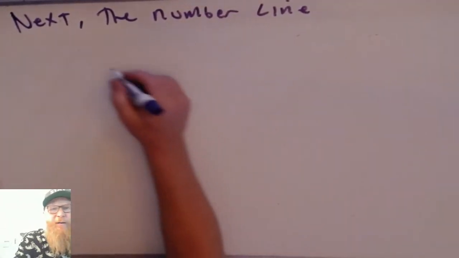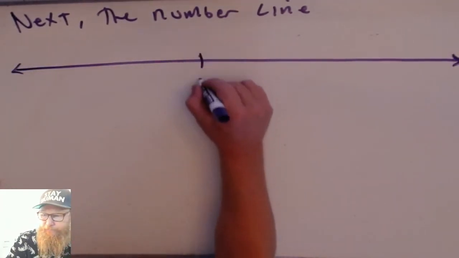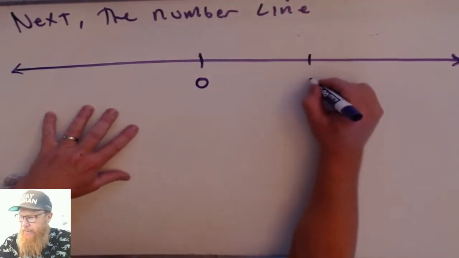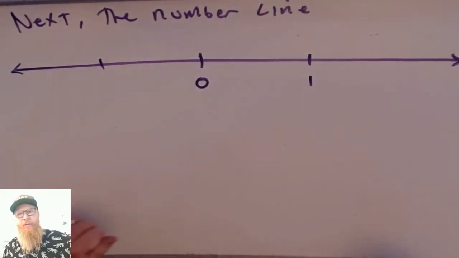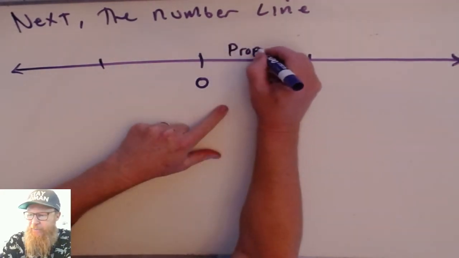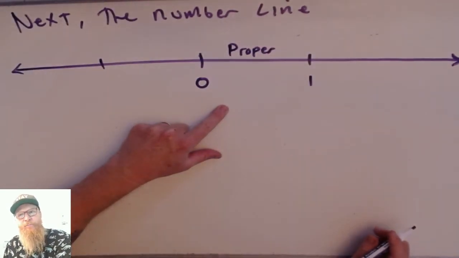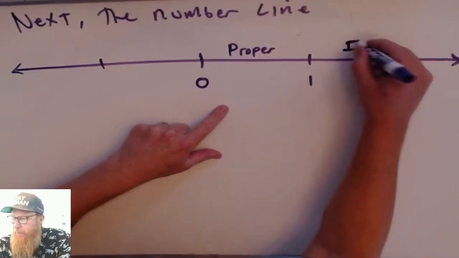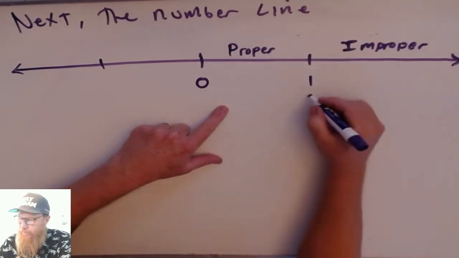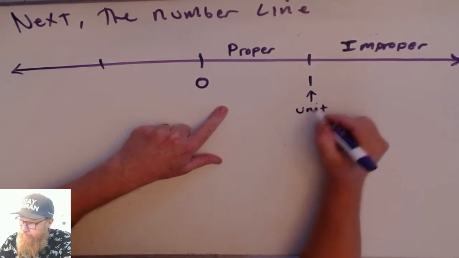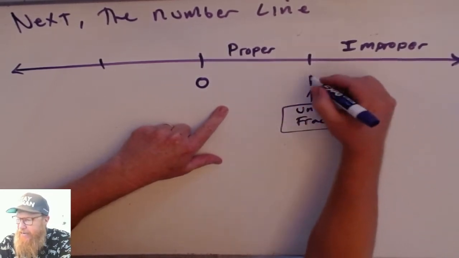So, first thing I wanna point out is that proper fractions live between 0 and 1. Improper fractions live past 1. Unit fractions are exactly equal to 1.